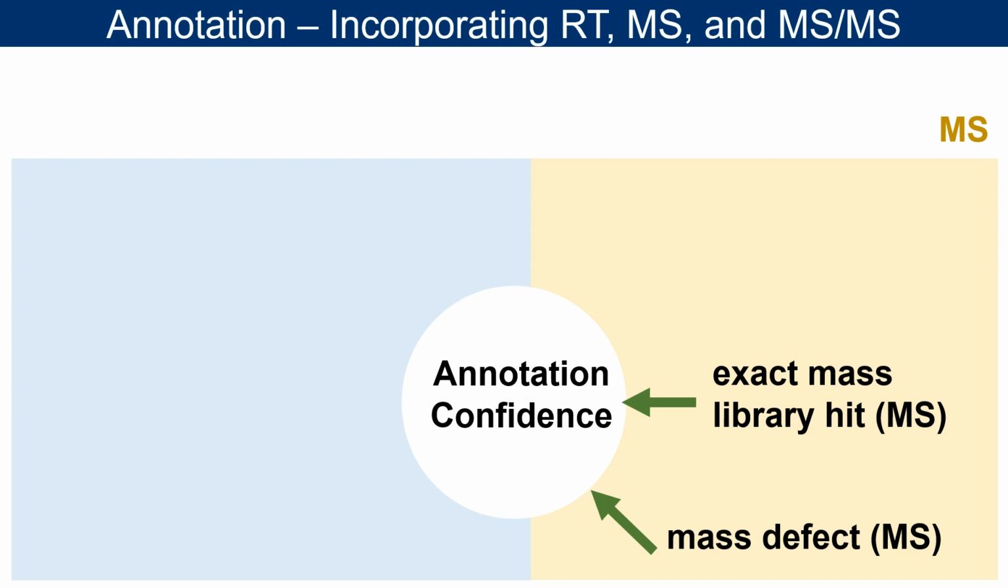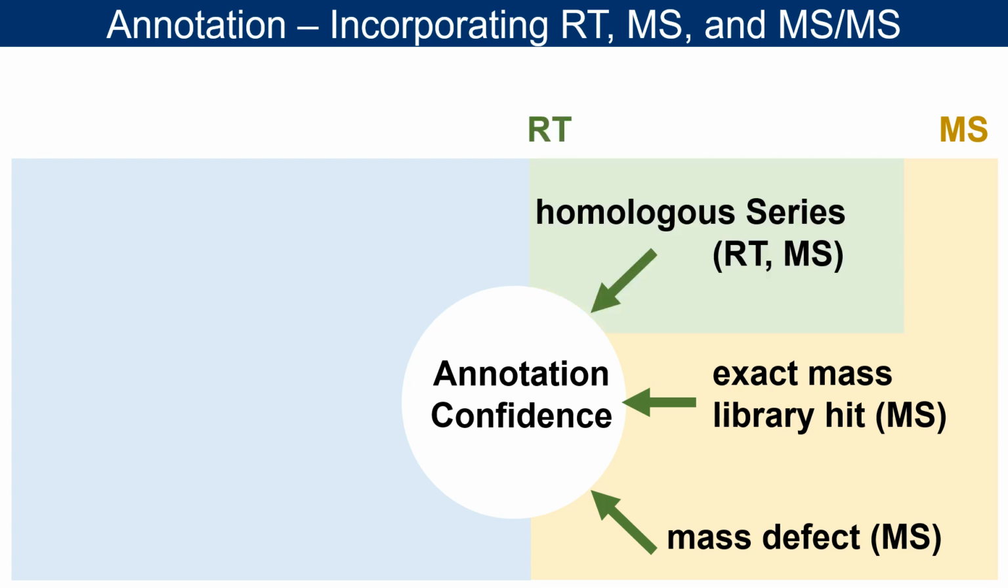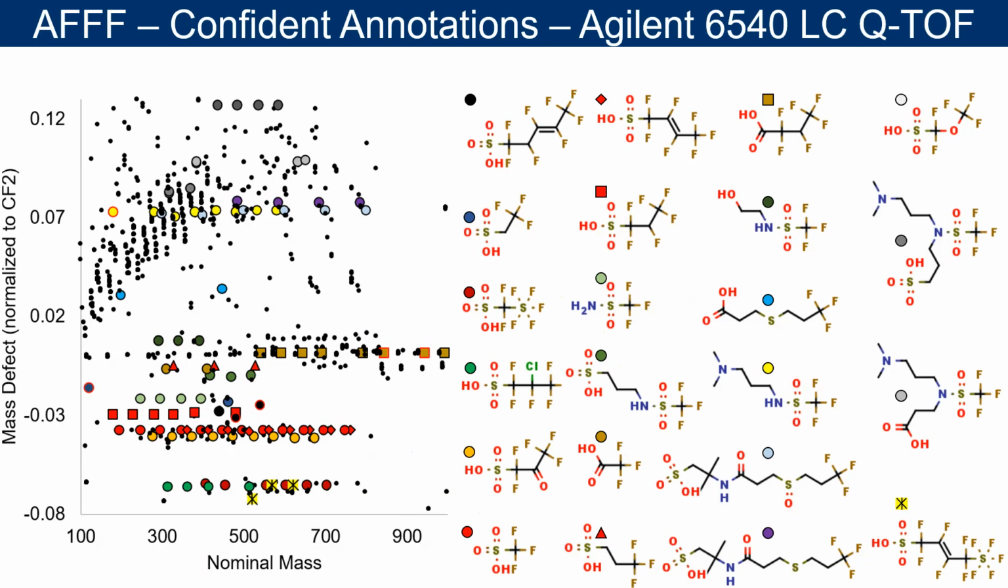It will also perform mass defect filtering, as fluorine-containing compounds have very unique mass defects, so you can narrow down to what might likely be a PFAS and what might likely not be. It also does homologous series detection, using both the retention time order and the exact mass. So a homologous series is a group of PFAS compounds that only differ in the length of their carbon-fluorine chain.